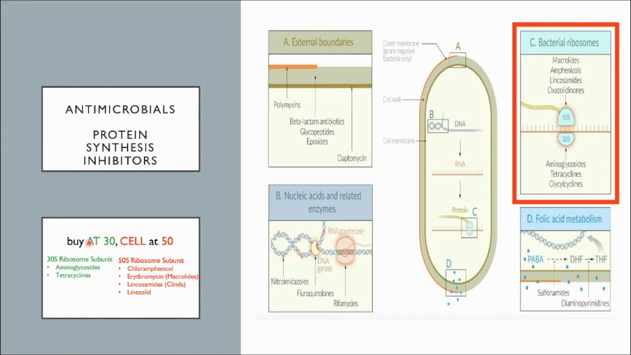The AT references aminoglycosides and tetracyclines, which function at the 30S ribosome. And then the CELL refers to chloramphenicol, erythromycin, which is a macrolide, lincosamide, which is clindamycin, and linezolid. And these all function at the 50S ribosomal subunit. Most of these are going to be bacteriostatic, not necessarily killing the bacteria, but preventing it from growing further. There's a couple of exceptions.